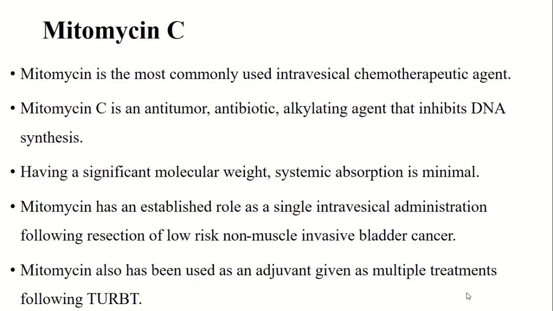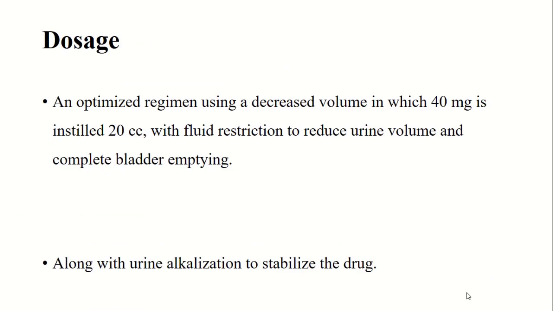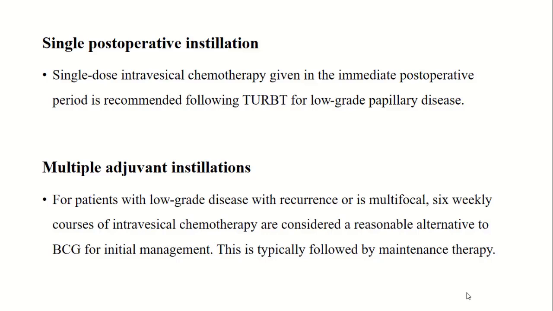But mitomycin is the most commonly used intravesical chemotherapeutic agent. It is an anti-tumor antibiotic, an alkylating agent that inhibits DNA synthesis, and it has a significant molecular weight. It is so weighty that it mostly cannot be absorbed into the blood. Mitomycin has an established role as a single intravesical administration following the resection of low-risk tumor. Mitomycin has also been used as an adjuvant given as multiple treatments following TURBT. In the dosage-optimized regime using a decreased volume, 40 milligrams is instilled in a 20 cc syringe with fluid restriction to reduce urine volume and complete bladder emptying, along with urine alkalization to stabilize the drug.